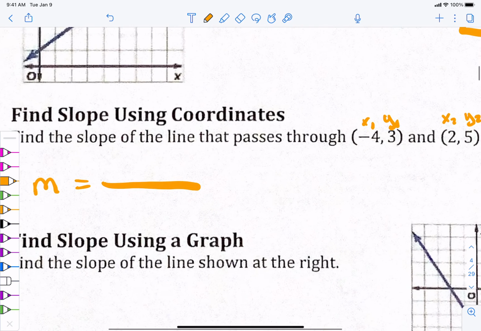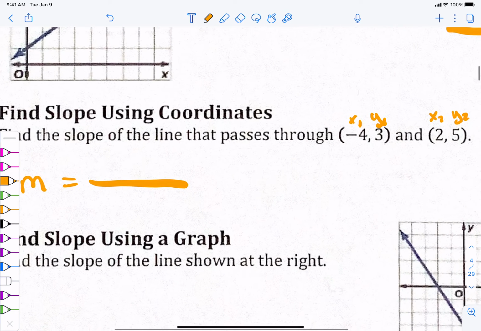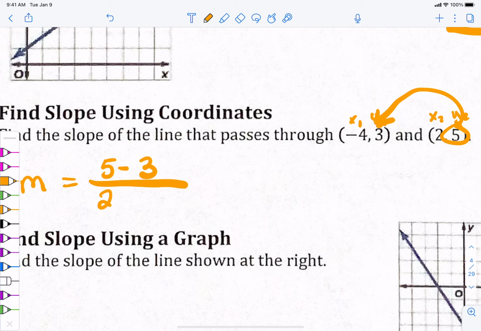Okay? So we're trying to find y2 minus y1. What's your y2 value? 5 minus y1, which is 3. 5 minus 3, okay? Over 2 minus negative 4. Right? 2 minus a negative 4.